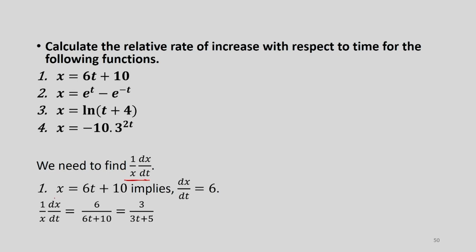Okay, let us look at the first function, which is x is equal to 6t plus 10. From this we immediately can find out what is dx/dt, that is simply equal to 6. Then I can substitute this dx/dt in this formula, and that will give me 6 divided by 6t plus 10, which is the same as 3 divided by 3t plus 5. Okay, so this is the pattern that we are going to follow.